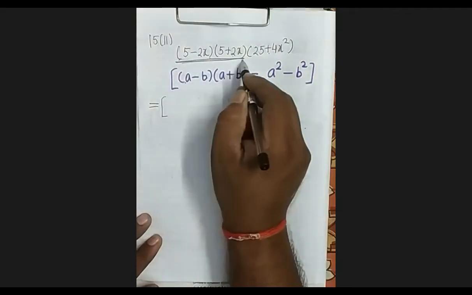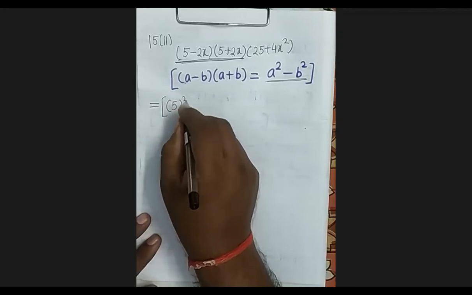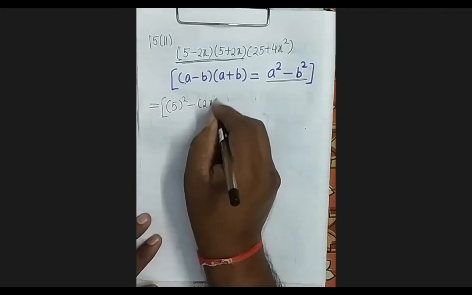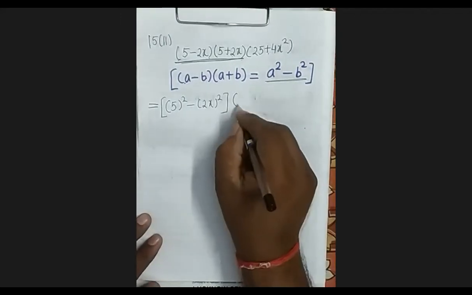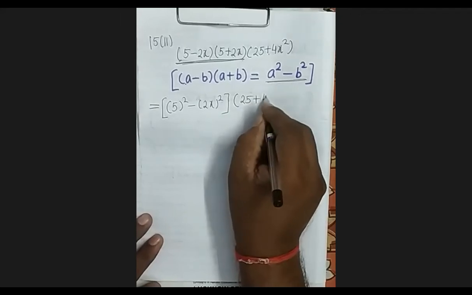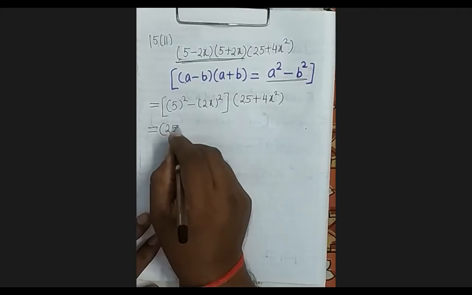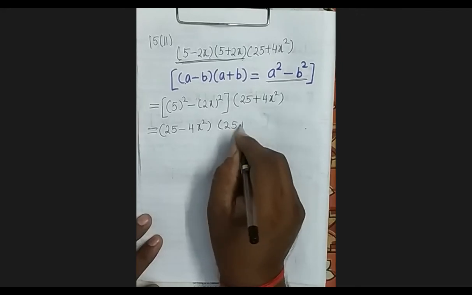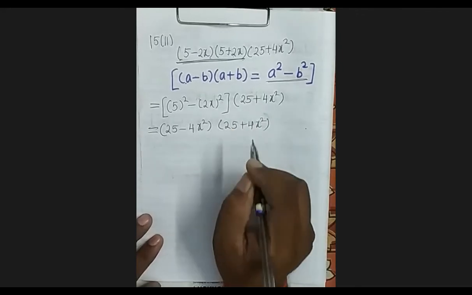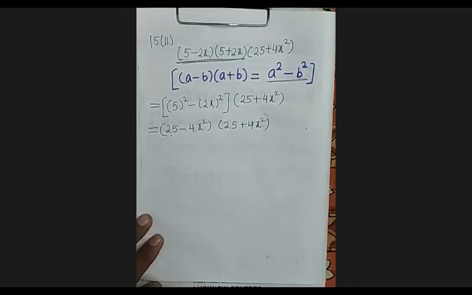So these two brackets will become this. You write down, it will be 5 whole square minus 2x whole square. These two brackets you have written in this way. This is the third bracket, 25 plus 4x square. When you simplify, it will become 25 minus 4x square, 25 plus 4x square. Once again, it is the same, a minus b, a plus b.